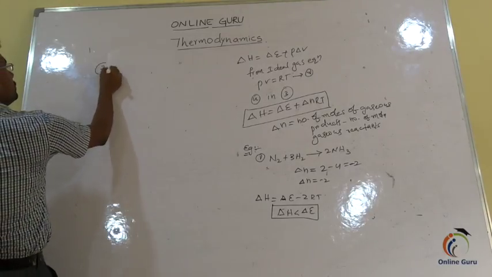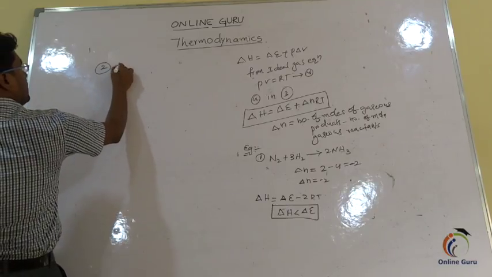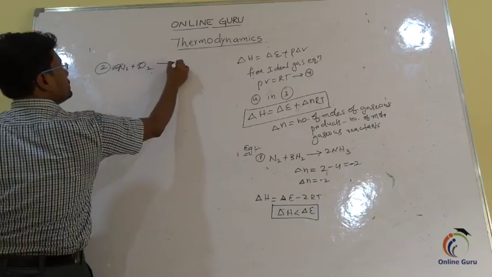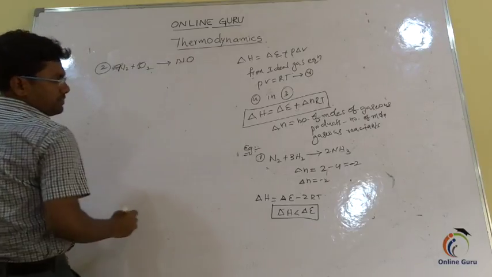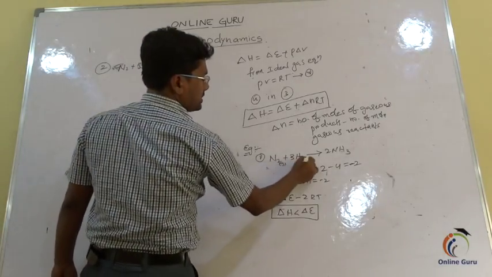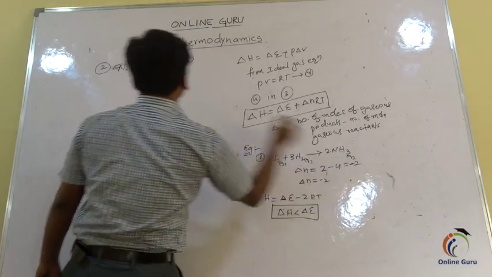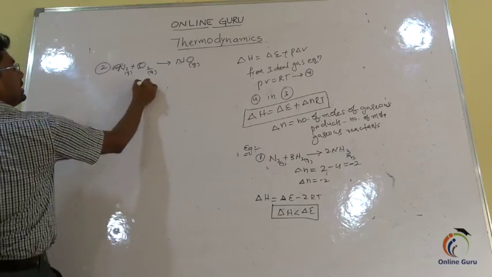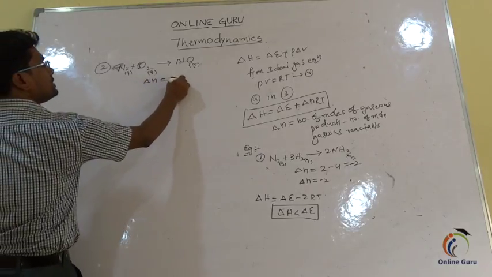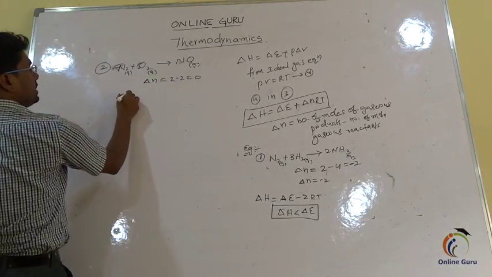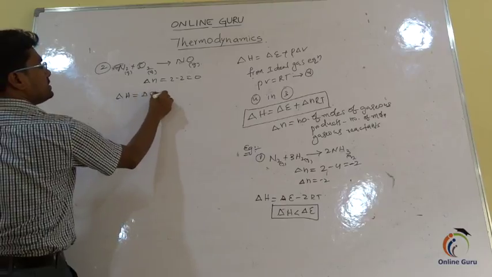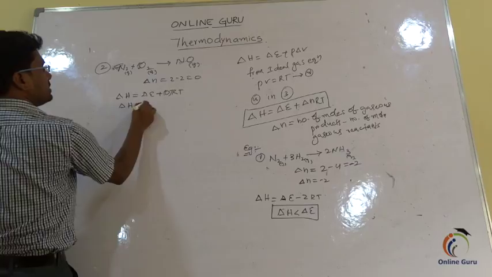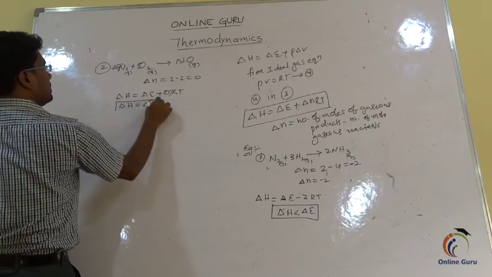Next, example 2: N2 plus O2 gives 2NO. The reactants are all in gaseous phase, and here the product is also in gaseous phase. Here delta n is equal to 2 minus 2, which is 0. Then delta H is equal to delta E plus 0 RT, so we can say that delta H is equal to delta E.